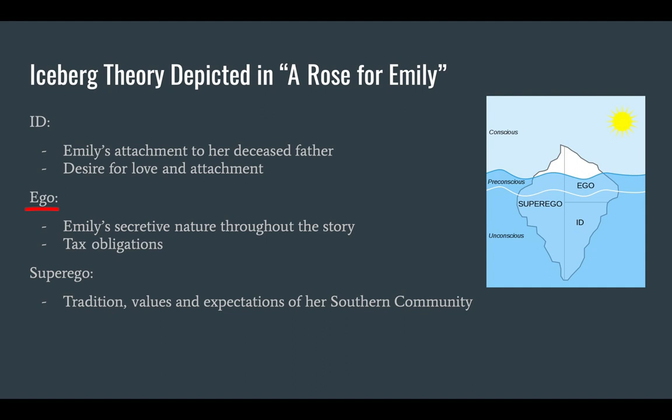Another example of Emily's ego is when she refused to pay her taxes. Even with her high status in the community and the financial resources given to her by her family, she refused to pay her taxes, repeatedly saying, "I have no taxes in Jefferson." This ego driven behavior can be attributed to her sense of entitlement.